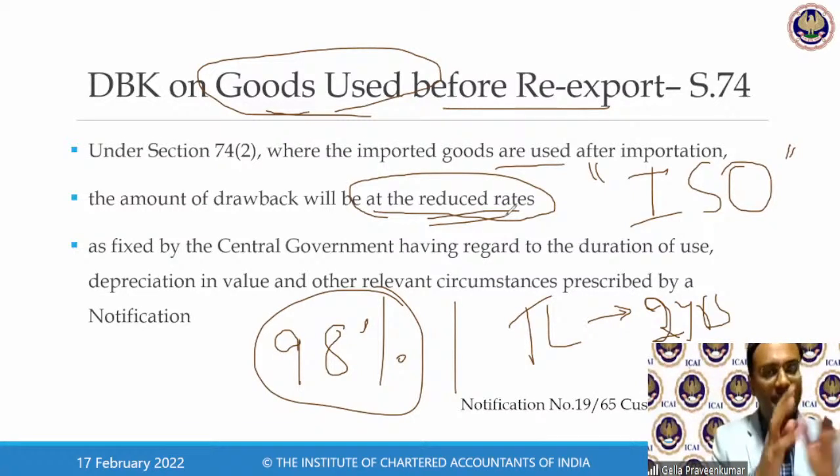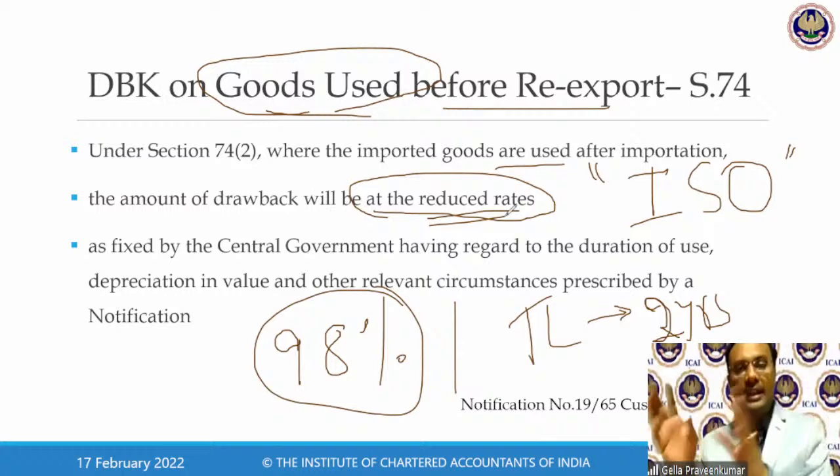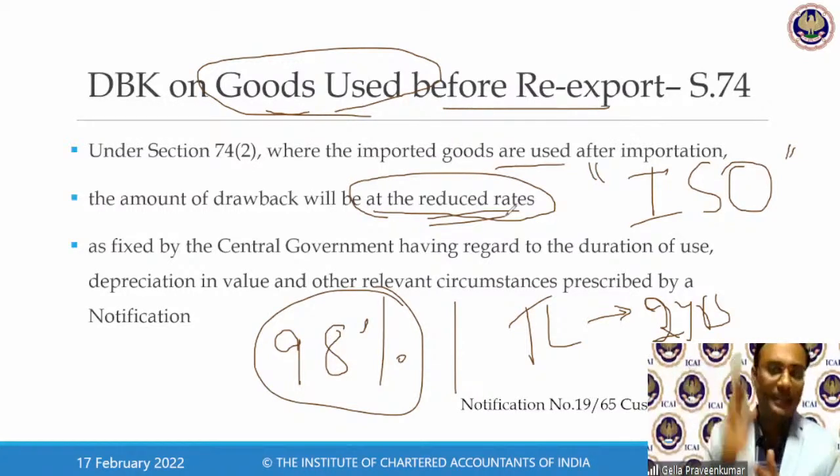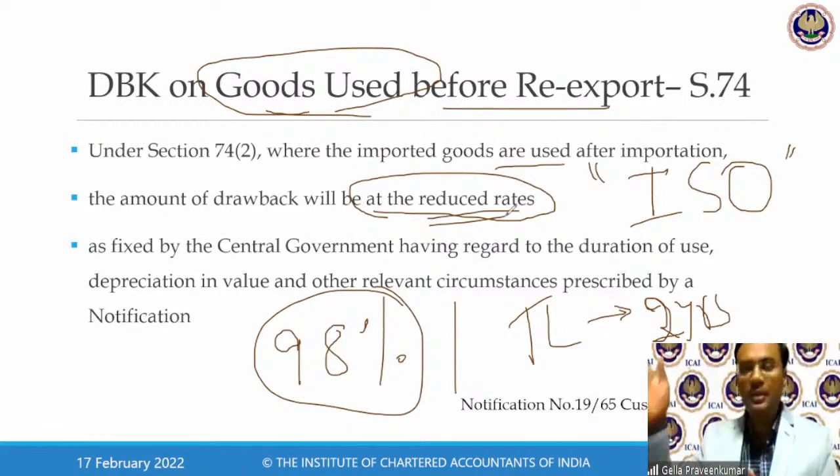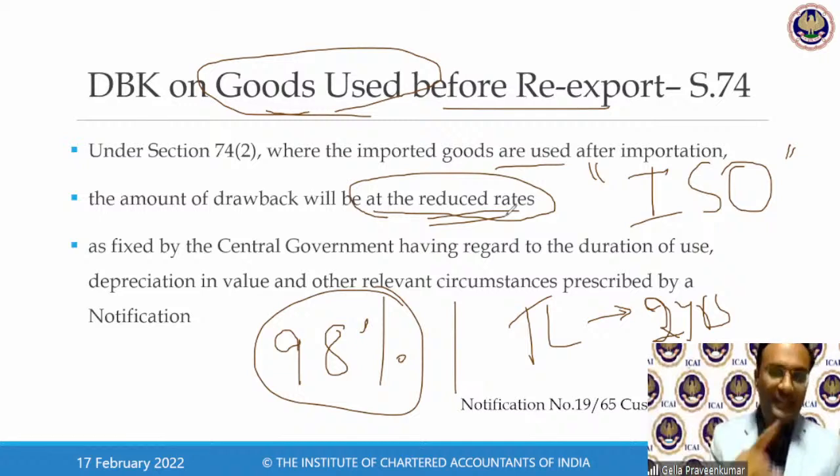I import it as baggage. I give it on rent for 10 days. 10 into 10, 10,000 per day. 1 lakh I'm going to get back. After a week, I'm going to take it back. Now, this is a routine cycle.